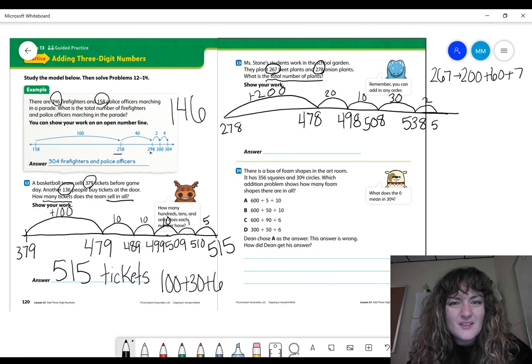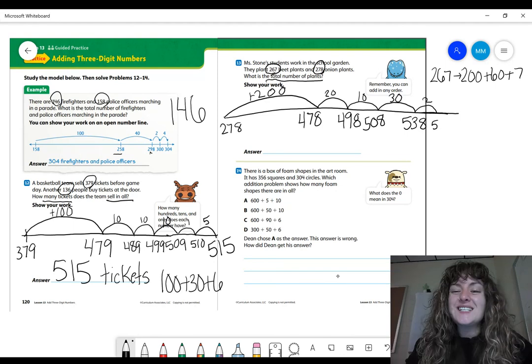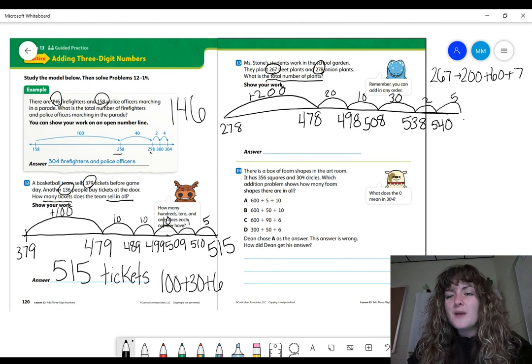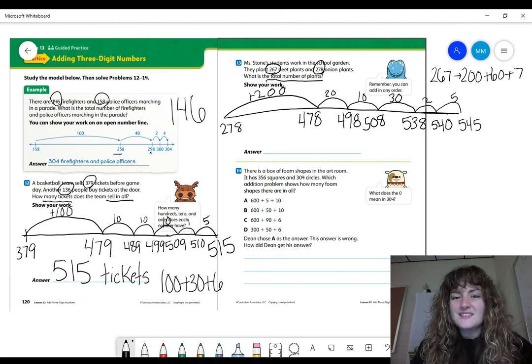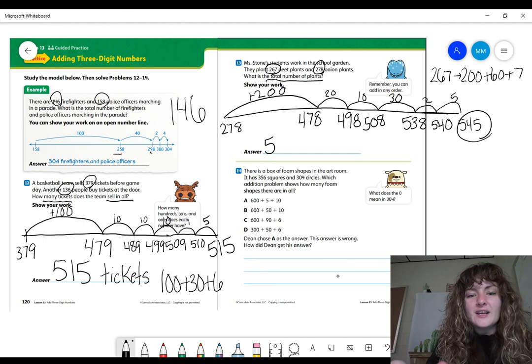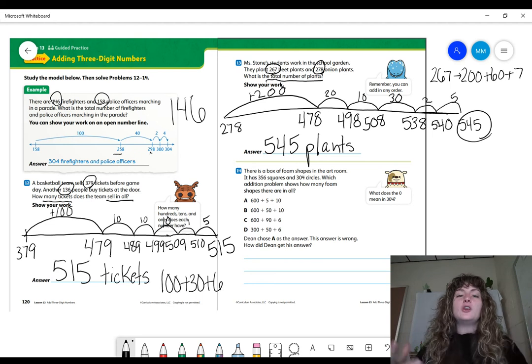Can I have a 10 in the ones place? Nope. So that 10 is going to move to the tens place. I add 1 ten, which is 4 tens and 0 ones. Now I have 5 more ones to make 500, 4 tens, and 5 ones. So how many plants in all? 545 plants. Ooh, so that is one strategy that you can use to add 2 3-digit numbers.